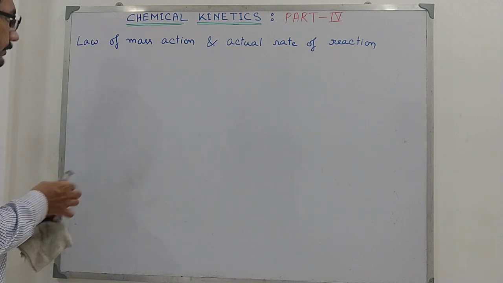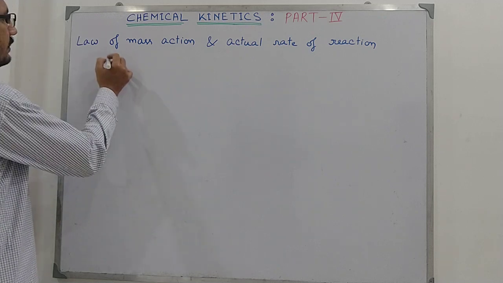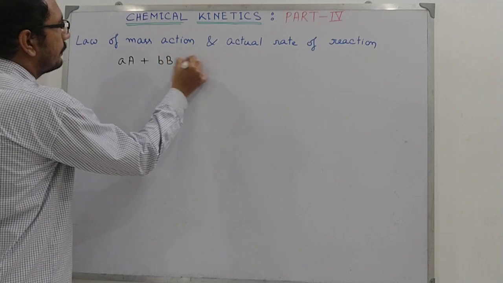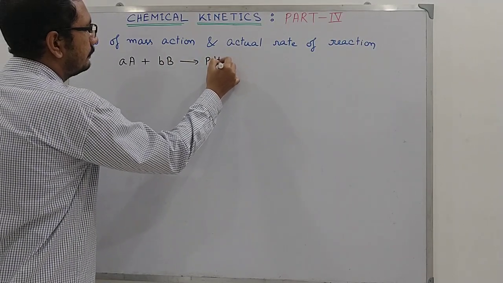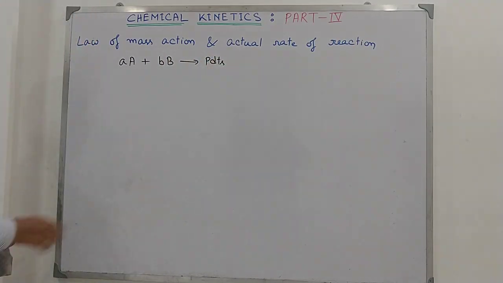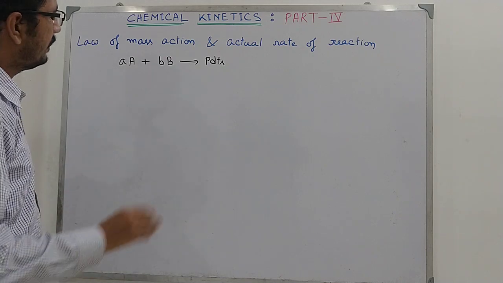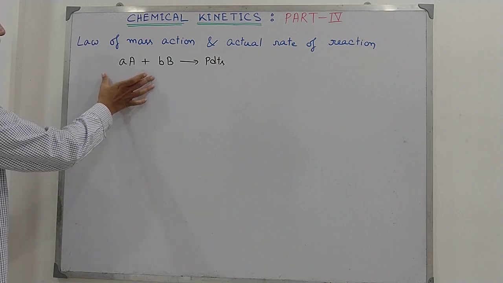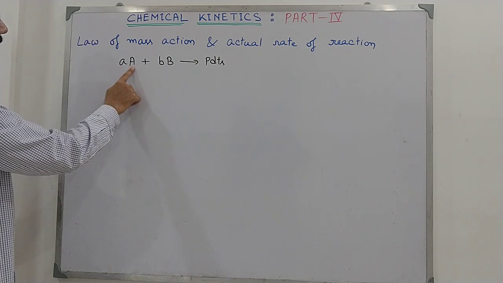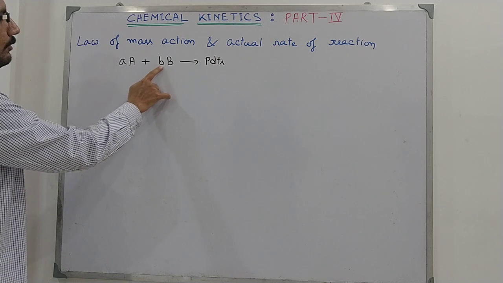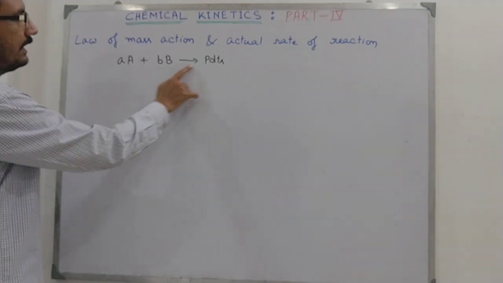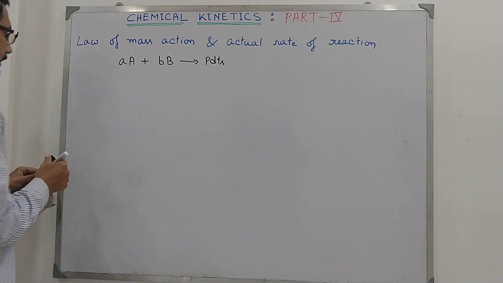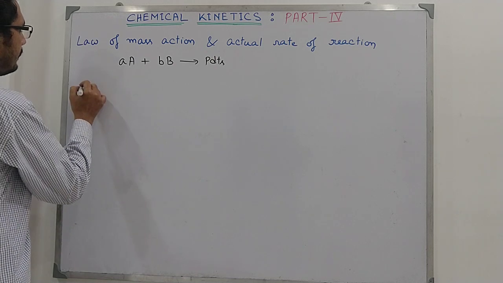Now let us consider a reaction like this one. It's a general reaction. I will use a specific example later. So as per this reaction, a moles of A and b moles of B react together to give you product. Now what does the law of mass action suggest?